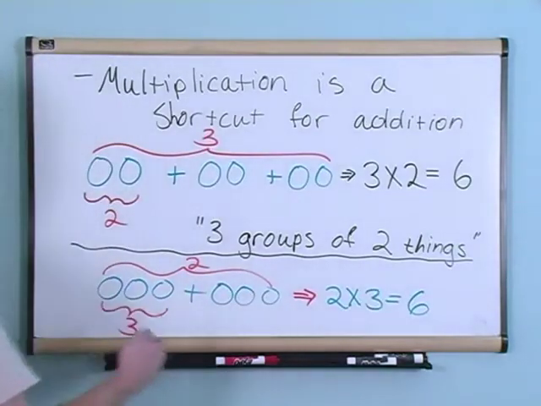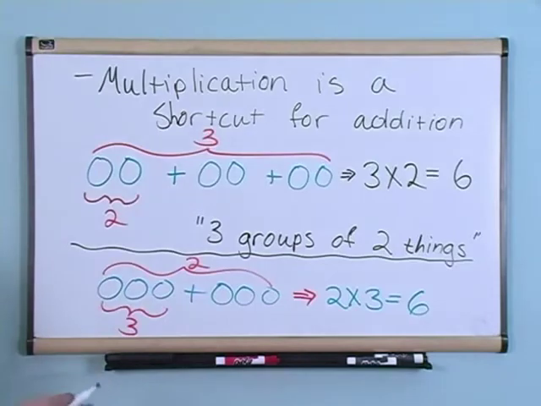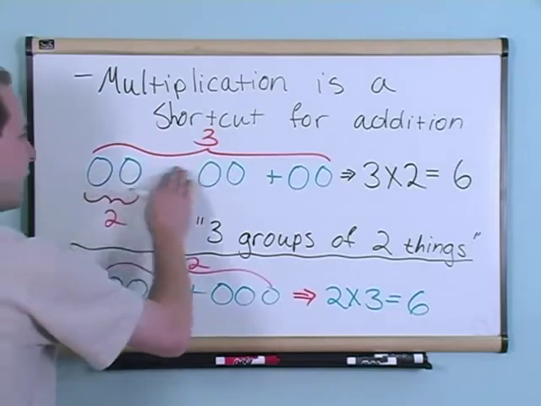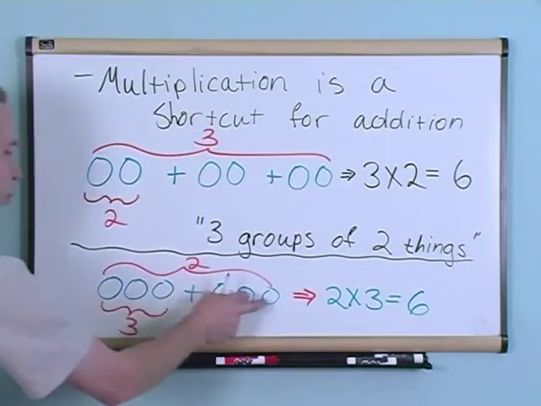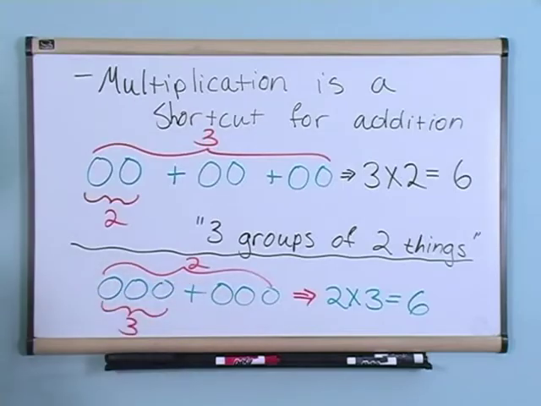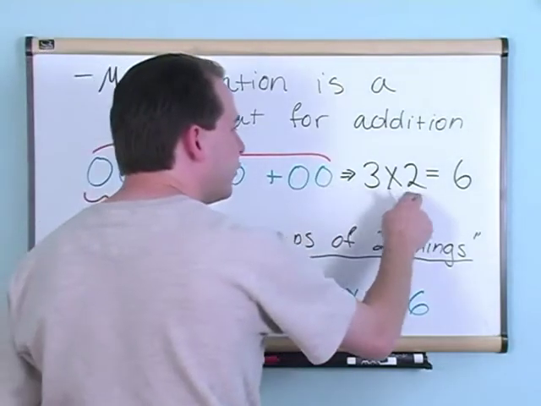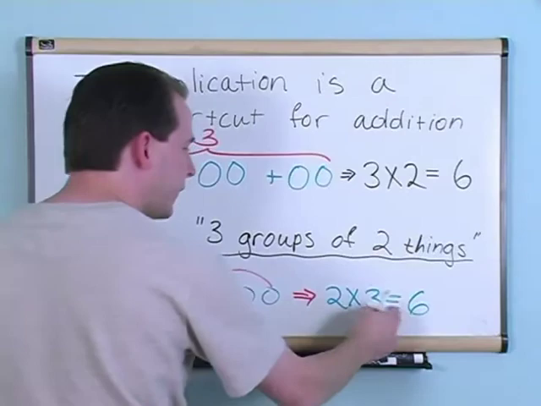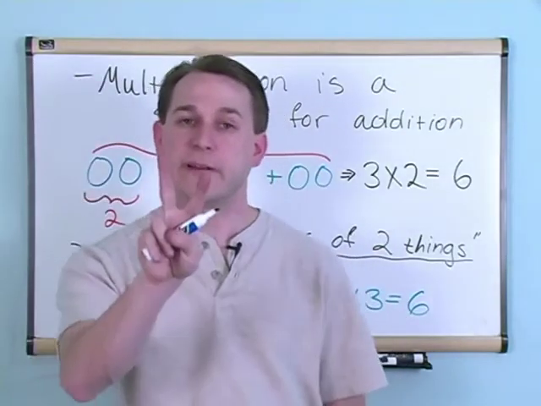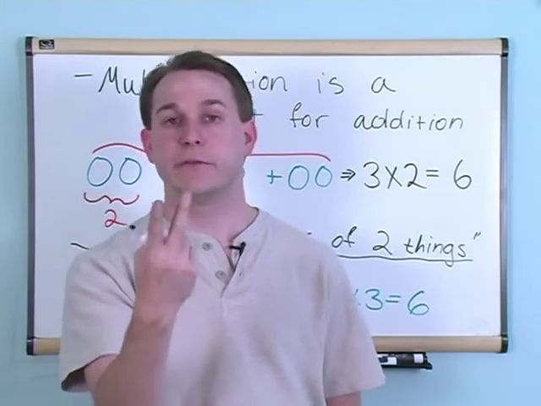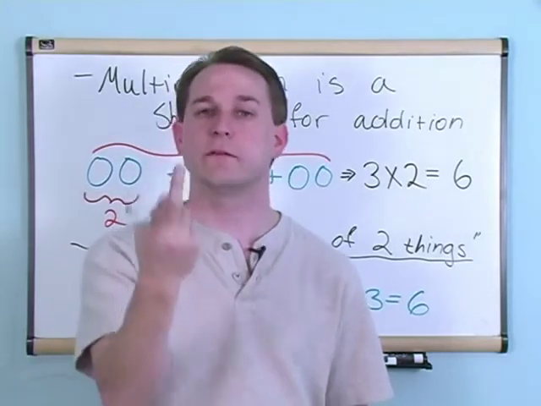Okay? So what I'm trying to point out to you here, by drawing on the board and showing you 2 different examples, is that this is 3 groups of 2 things in each group, and this is 2 groups with 3 things in each group. Okay? Here you have 3 times 2 is 6. Here you have 2 times 3 is 6. And that's going to be true in any multiplication problem. 3 times 2 is 6. Okay, 2 times 3 is 6. You can flip the order around and it doesn't matter.